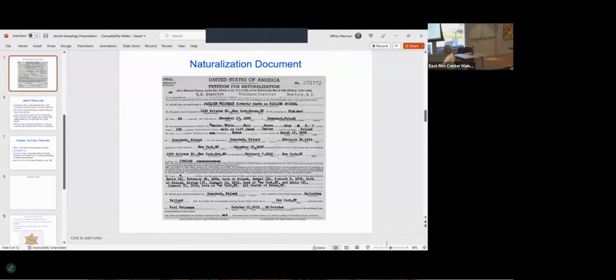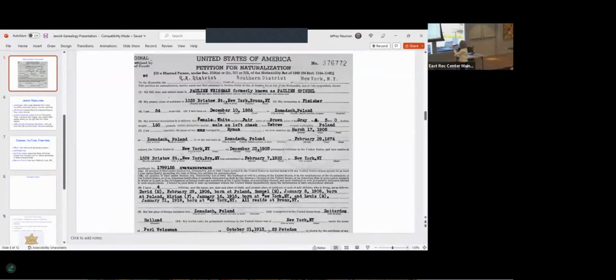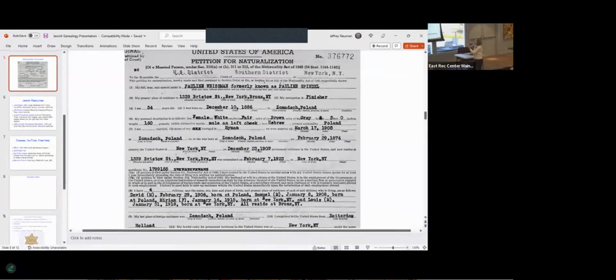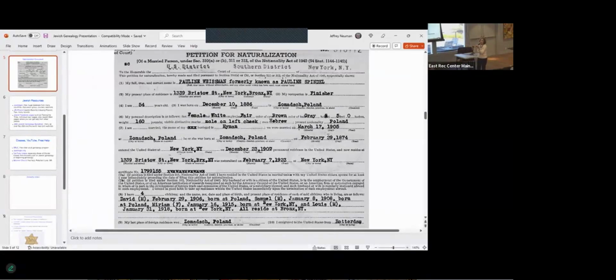The town that she was from says Poland. No, it says Zomadash, which is actually Zamish or Zamadash, Poland. Because when they came over, it was already, let's see, that they came in around 1913.